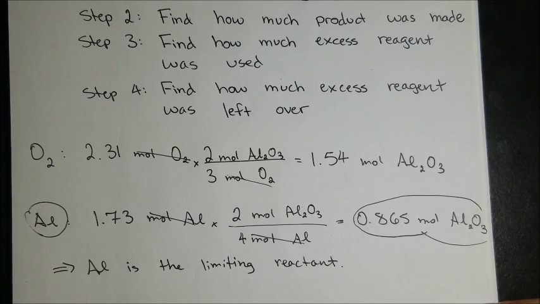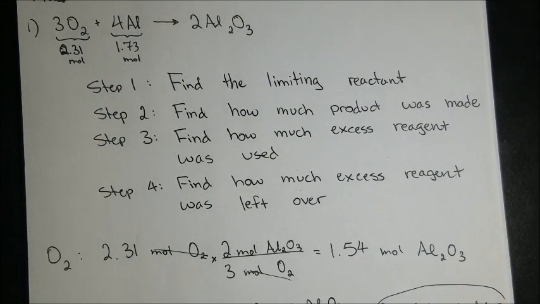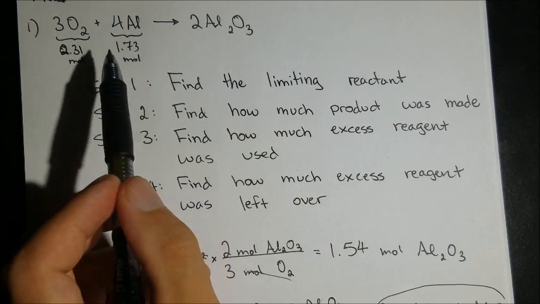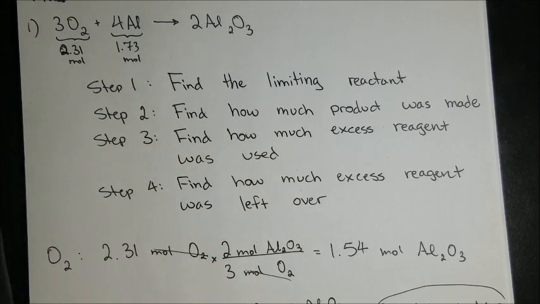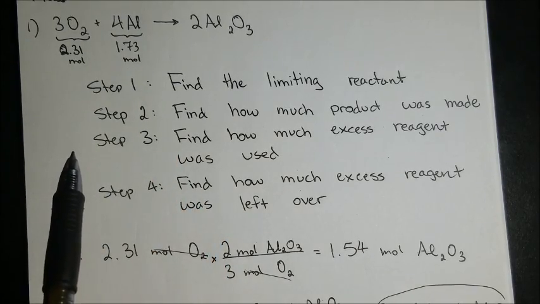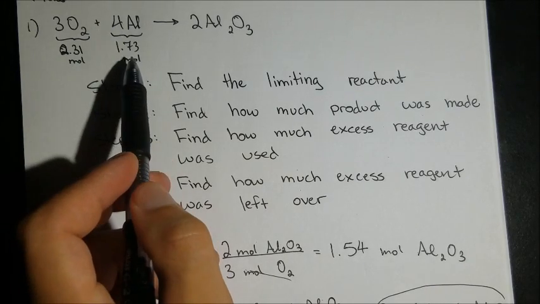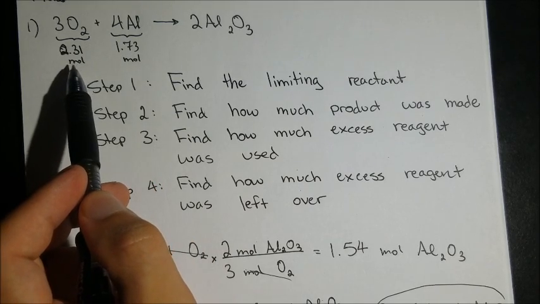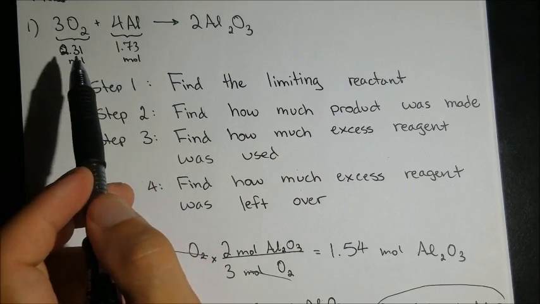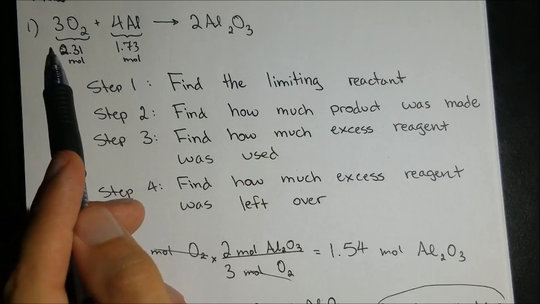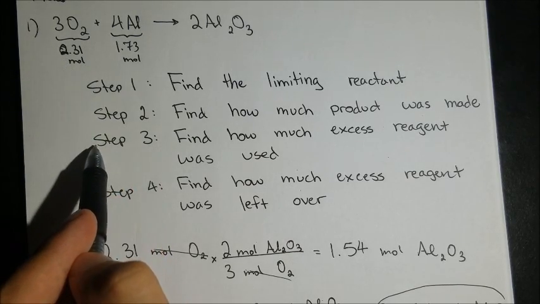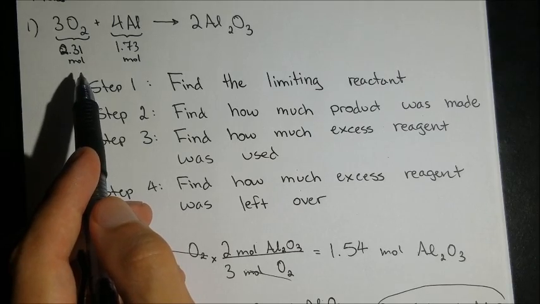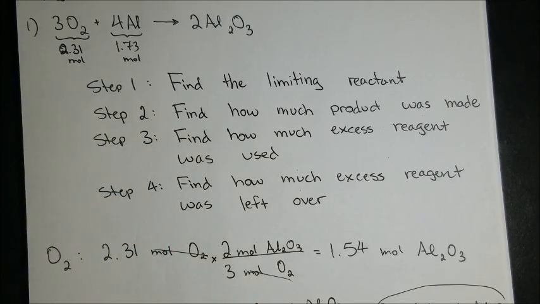So step 3 says, find how much excess reagent was used. So let's go back now to the chemical equation. And we have used up all of our aluminum, because the aluminum was the limiting reagent, so that's what we ran out of. So we have no aluminum left, so our excess reagent is going to be the oxygen, so we want to figure out how much oxygen we have left over at the end of the reaction. And the first step to doing that is going to be step 3. It's figuring out how much of this did we use at the end of the reaction.